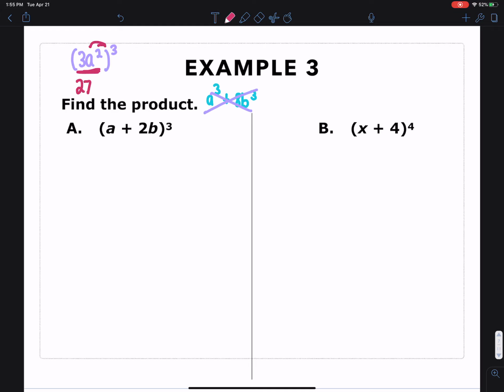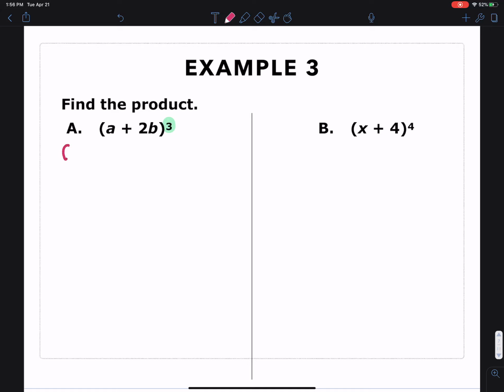So we'd have 27a to the sixth. This plus sign in the middle makes an enormous difference because of the order of operations. So these are long processes. If you see quantities raised to a power, especially greater than 3, you've got a lot of work ahead of you. It's not just going to be a to the third plus 8b to the third.